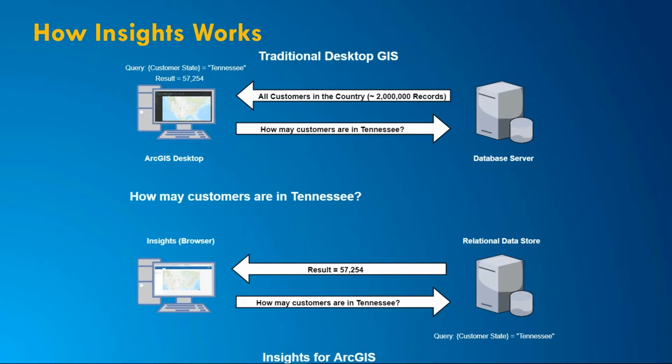So you're bringing back all of the records from your server, doing the analysis completely on your desktop, and getting the result. Well, the way that Insights works is a little bit different. Instead of bringing back all 2 million records, you're actually going to be sending that query into the relational data store. So you're just going to send what customer state equals Tennessee. The processing and the answering of that query will be done inside of the data store, and it will simply return the resultant information, whether that is simply a number, or the actual features that represent those 57,000 customers.